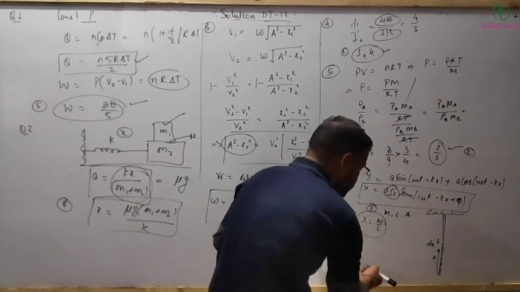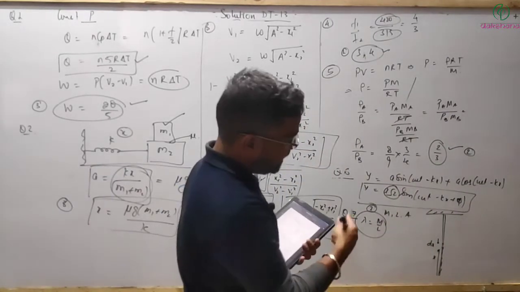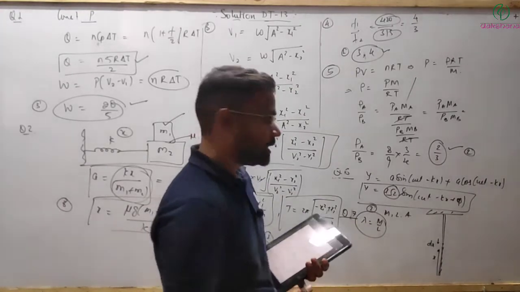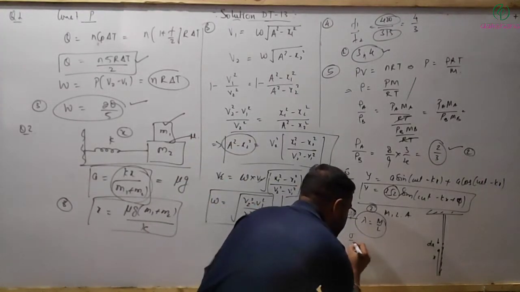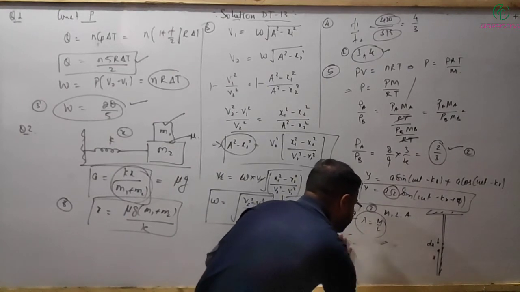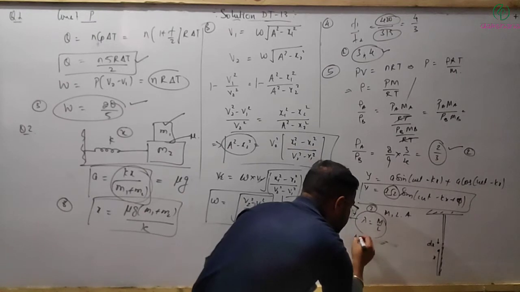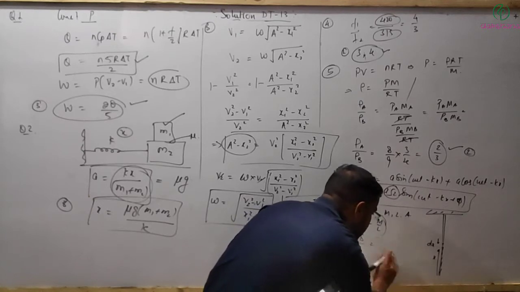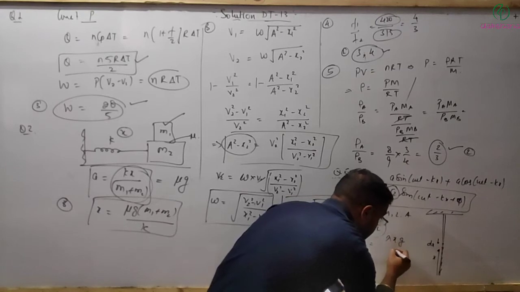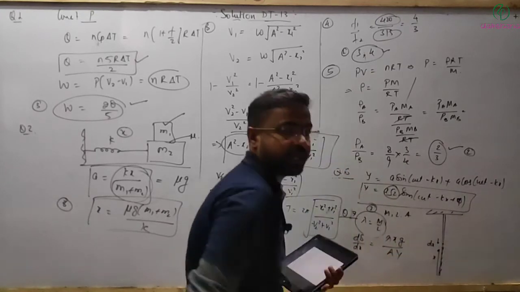So weight is equal to lambda into x into g, and stress will be weight divided by area of cross section. We know stress upon strain is equal to Y, which implies strain, that is d delta divided by dx, is equal to stress, that is lambda x g divided by A, multiplied by Y.